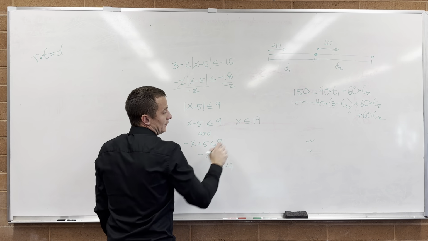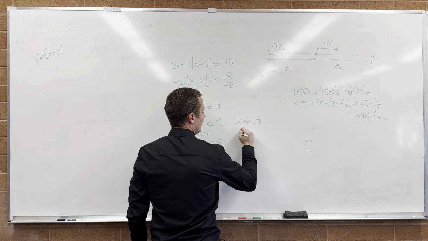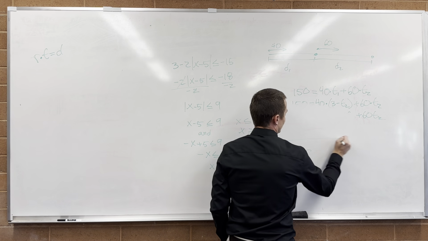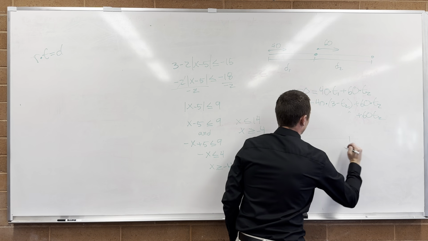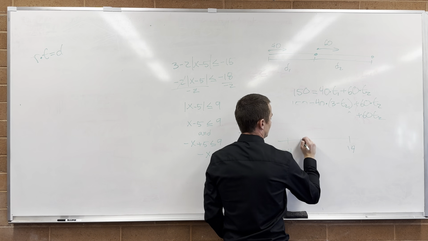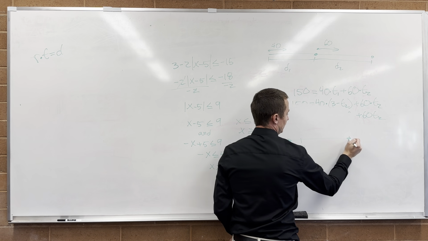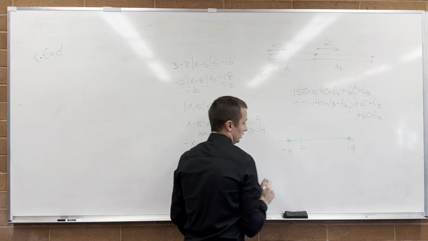So we have x is less than or equal to 14 and x is greater than or equal to negative 4. Drawing that on the number line, here's 14, here's negative 4, 0 somewhere right here, and that's all these points. Since we include them, we include these endpoints. That's here to here, and we're good.